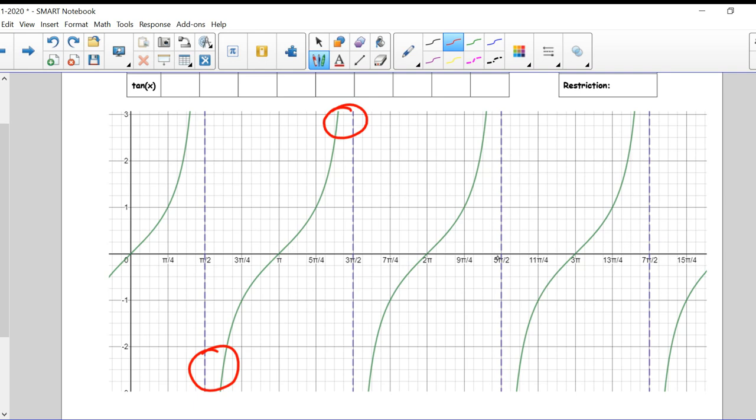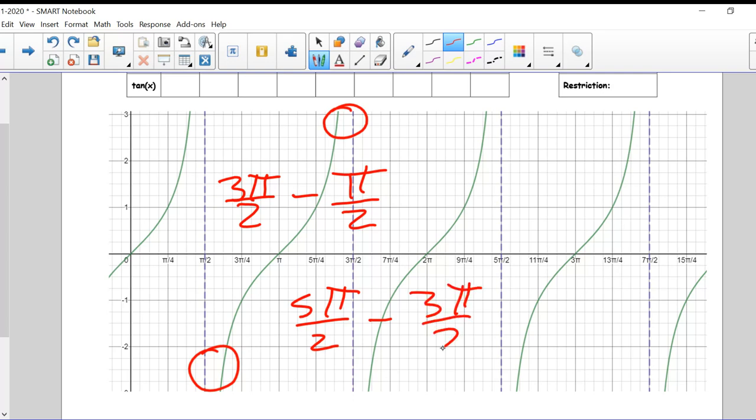Or if I took the 5 pi over 2 and subtracted the 3 pi over 2. Every time you're trying to find a period, what you're doing is you're seeing how long it takes for you to go through one cycle and then repeat yourself. A lot of pi's are coming in now. So in this case, I'm going to take the 3 pi over 2 and subtract from it the pi over 2. Or I could take the 5 pi over 2 and subtract from it the 3 pi over 2. As long as I'm subtracting two adjacent vertical asymptotes, I should get the answer.